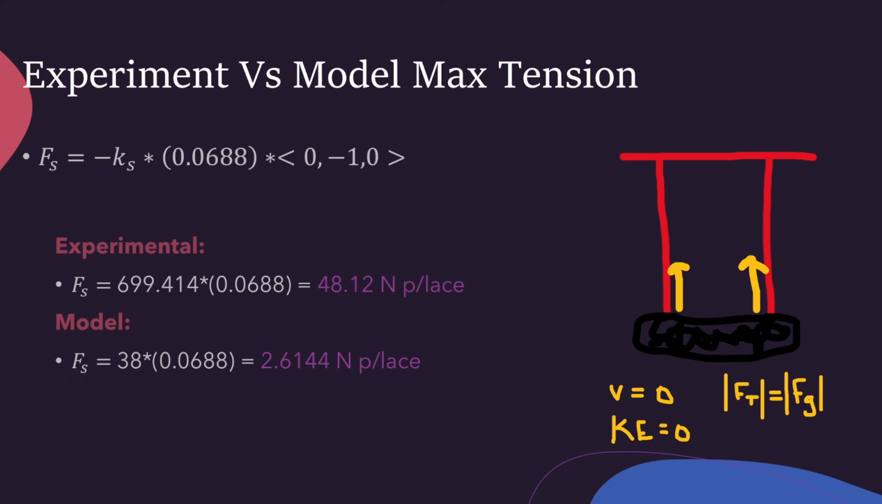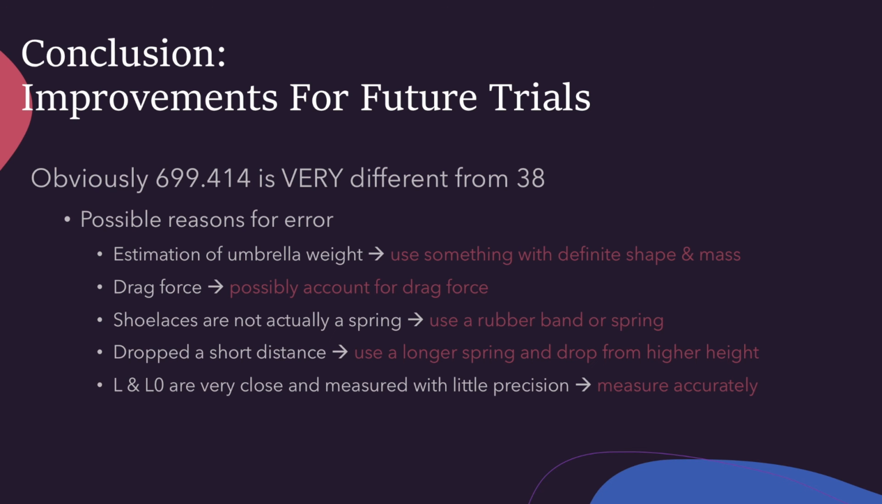I also wanted to compare the max tension forces of the model and experimental spring constant values, which would be the spring force at the bottom of the fall, so I calculated the spring force using the spring constant I calculated and the spring constant I estimated in the code. As presumed, the max tension forces varied drastically, by about 45 newtons per lace difference. Now, obviously 699 is very different from 38.